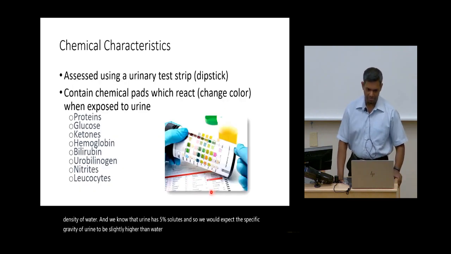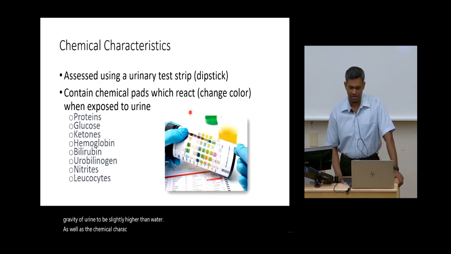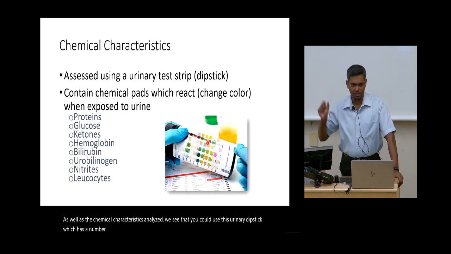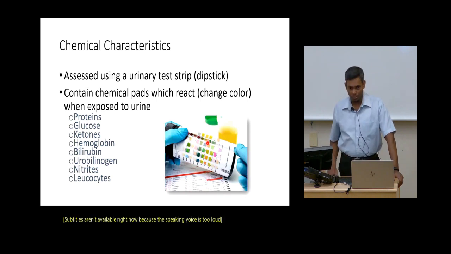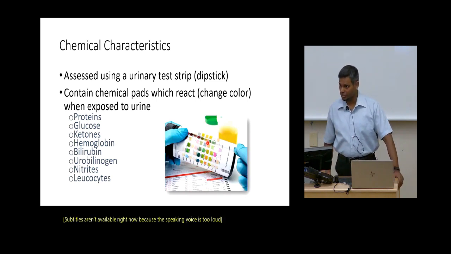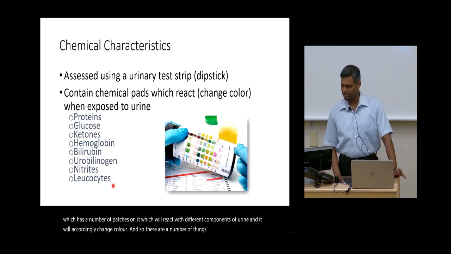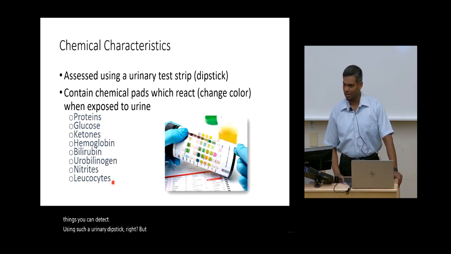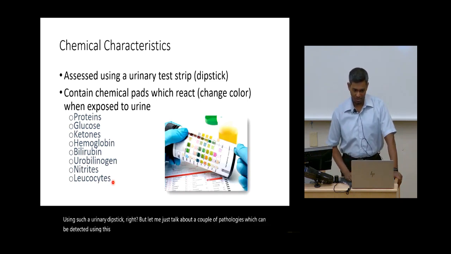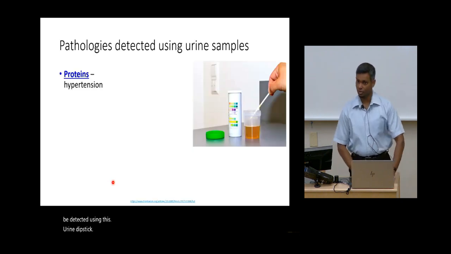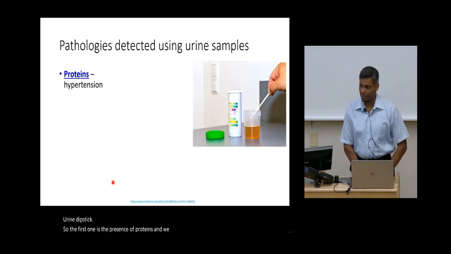As far as the chemical characteristics are analyzed, you could use this urinary dipstick, which has a number of patches on it which will react with different components of urine, and it will accordingly change color, right? So there are a number of things, I believe like 10 different things, you can detect using such a urinary dipstick, right? But let me just talk about a couple of pathologies which can be detected using this urine dipstick.